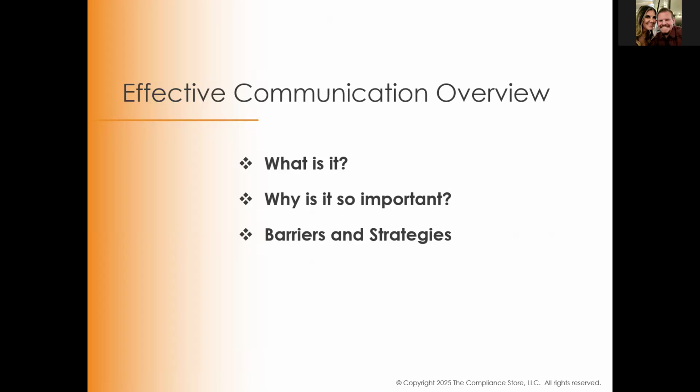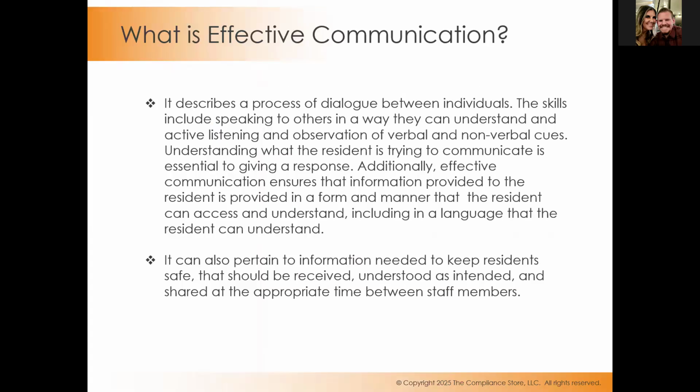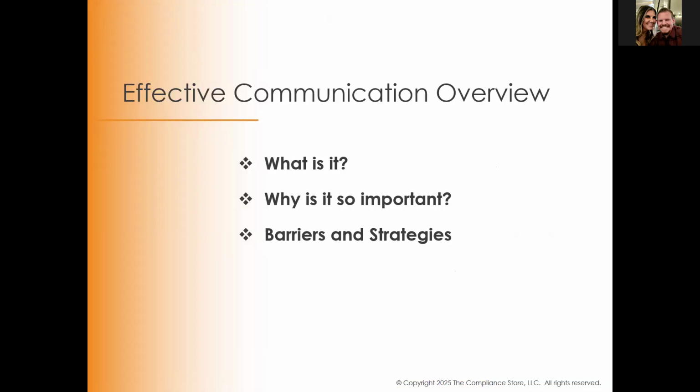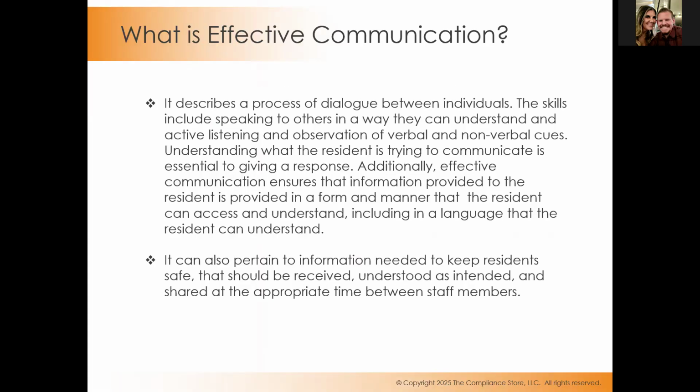So let's talk about our overview. What is it? Why is it important? What are the barriers, and what are the strategies for improvement?